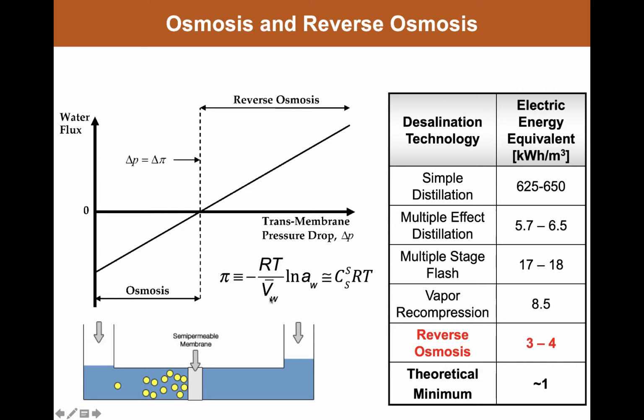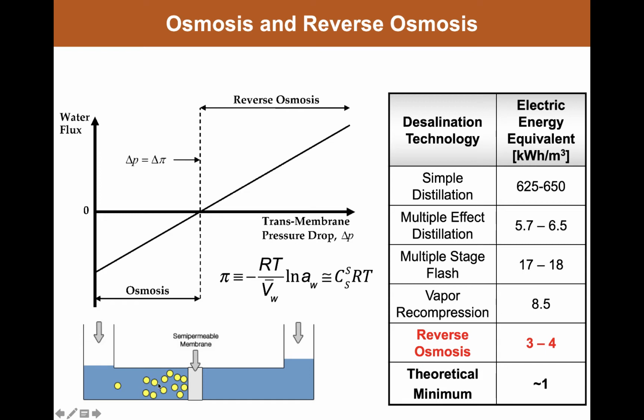V_W bar is the partial molar volume of water, which is almost always close to the molar volume, that is 18 cc's per mole. In ideal solution thermodynamics, if we now think about this solute as being a salt, this term can be written as the salt concentration in the water on the left-hand side times RT. This derivation can then be applied either to the left or right-hand side, and if there's no salt on the right-hand side, then delta pi is just equal to the osmotic pressure on the left-hand side of the membrane.